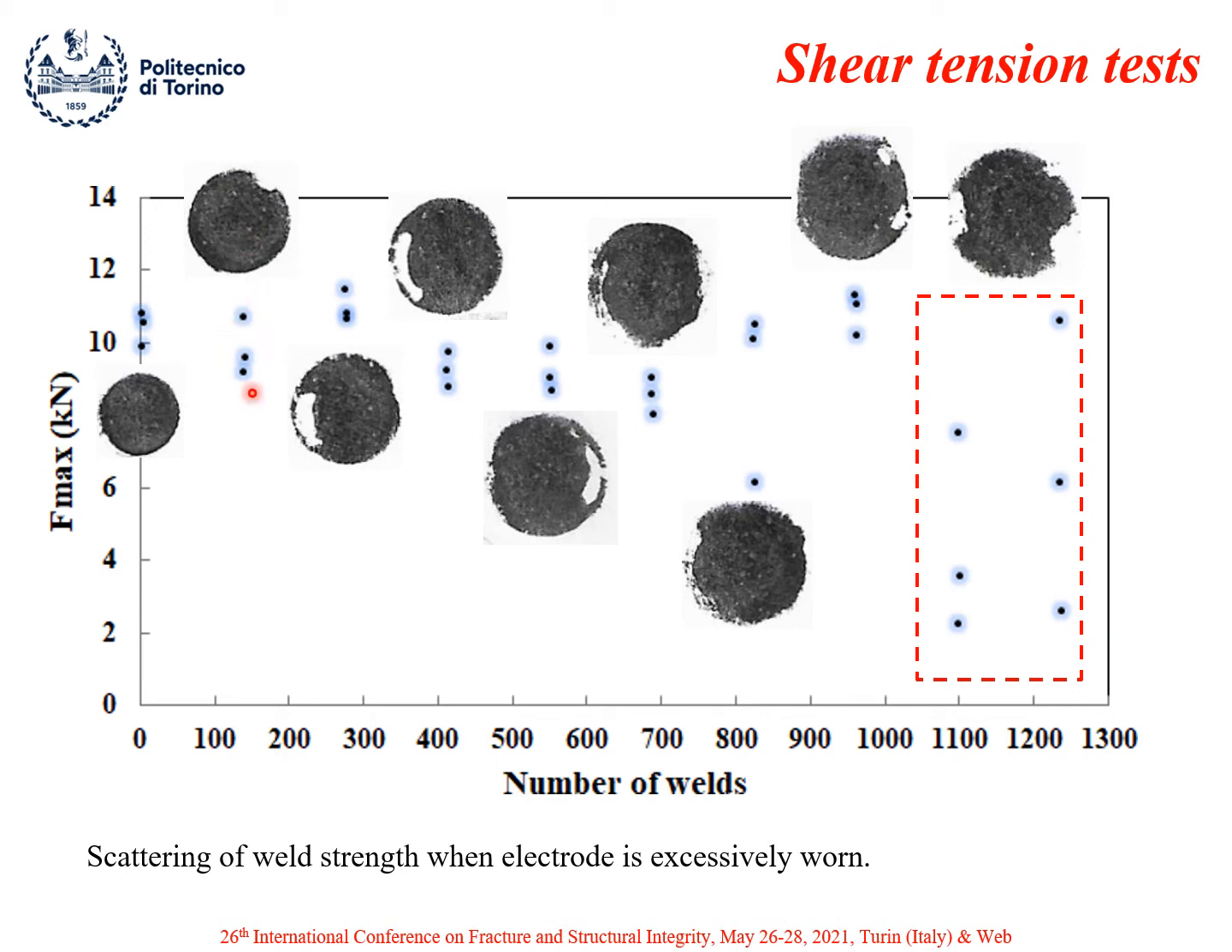We have realized a new welded sample for the mechanical test, and so forth, up to reaching a number of welds in correspondence of a very worn electrode, for which you can see that there is a very large scattering on the mechanical strength. In some cases, you have some joints with a strength level similar to what we have found before, but in many cases, you have a very low mechanical strength.